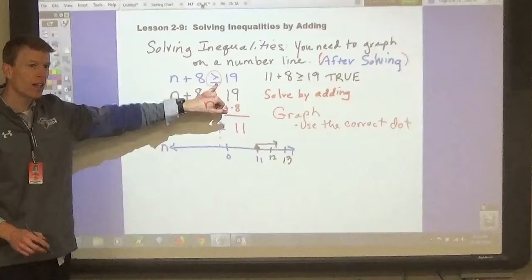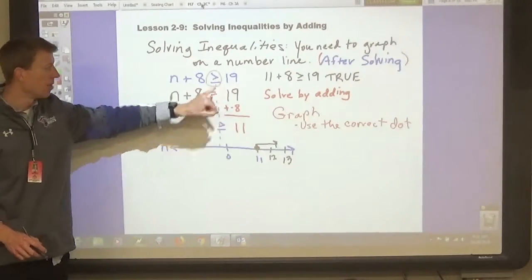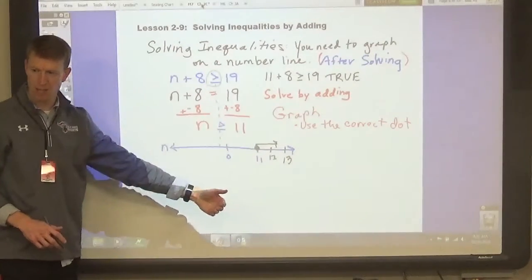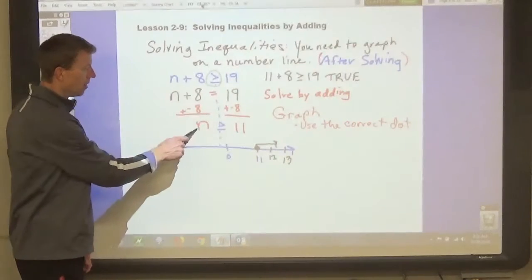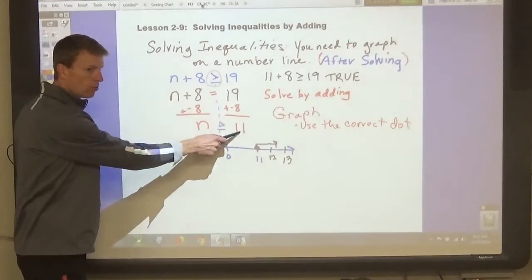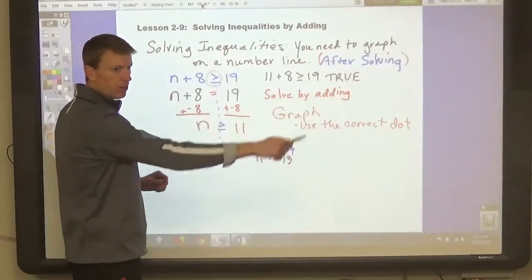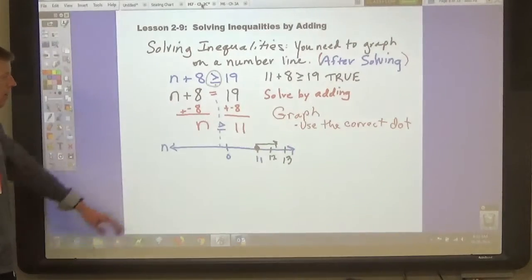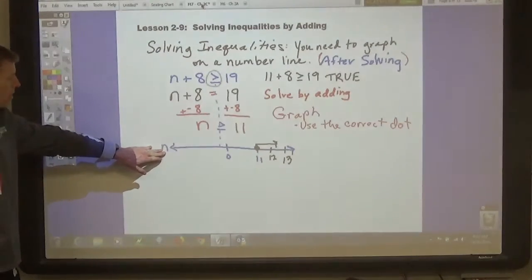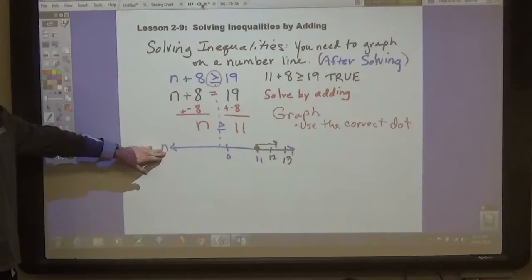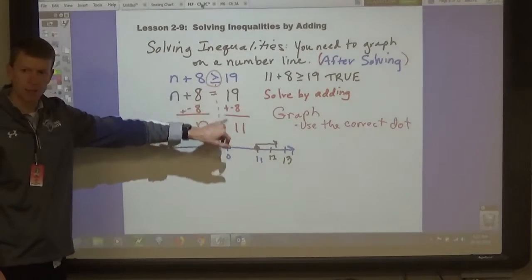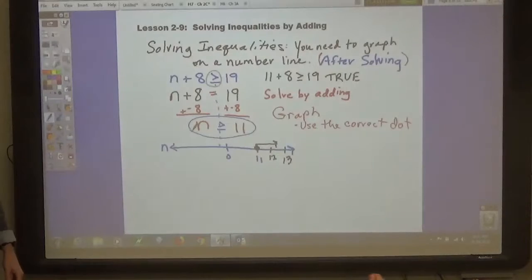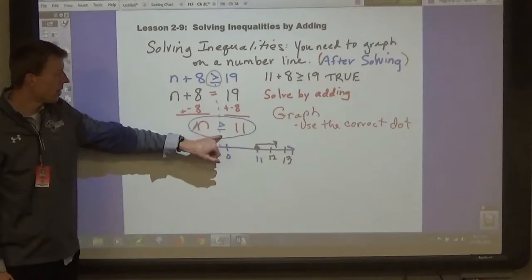But since it's an inequality, the value of 11 just gives us a starting point for the possible answers. So, n could be greater than or equal to 11. Could be any number to the right of 11. And so, to show the solution, you have to graph it. So we use the inequality symbol and our solution to draw a graph. N is greater than or equal to 11.